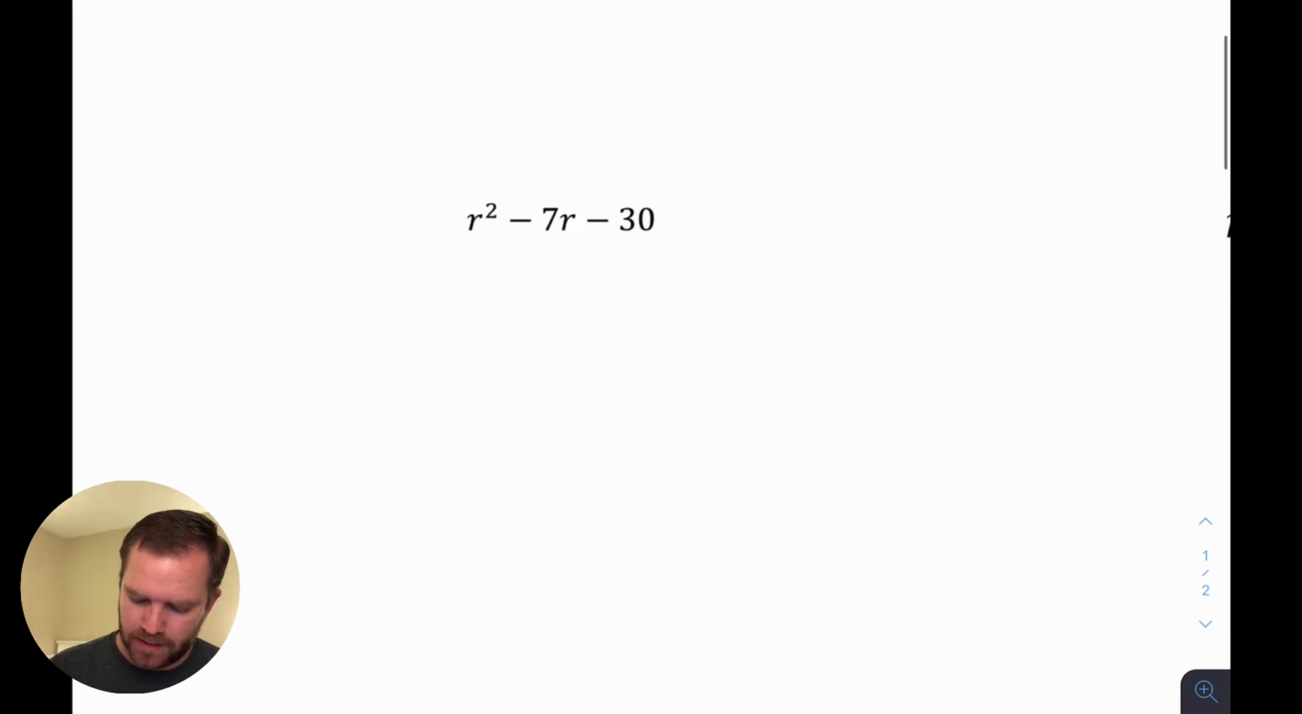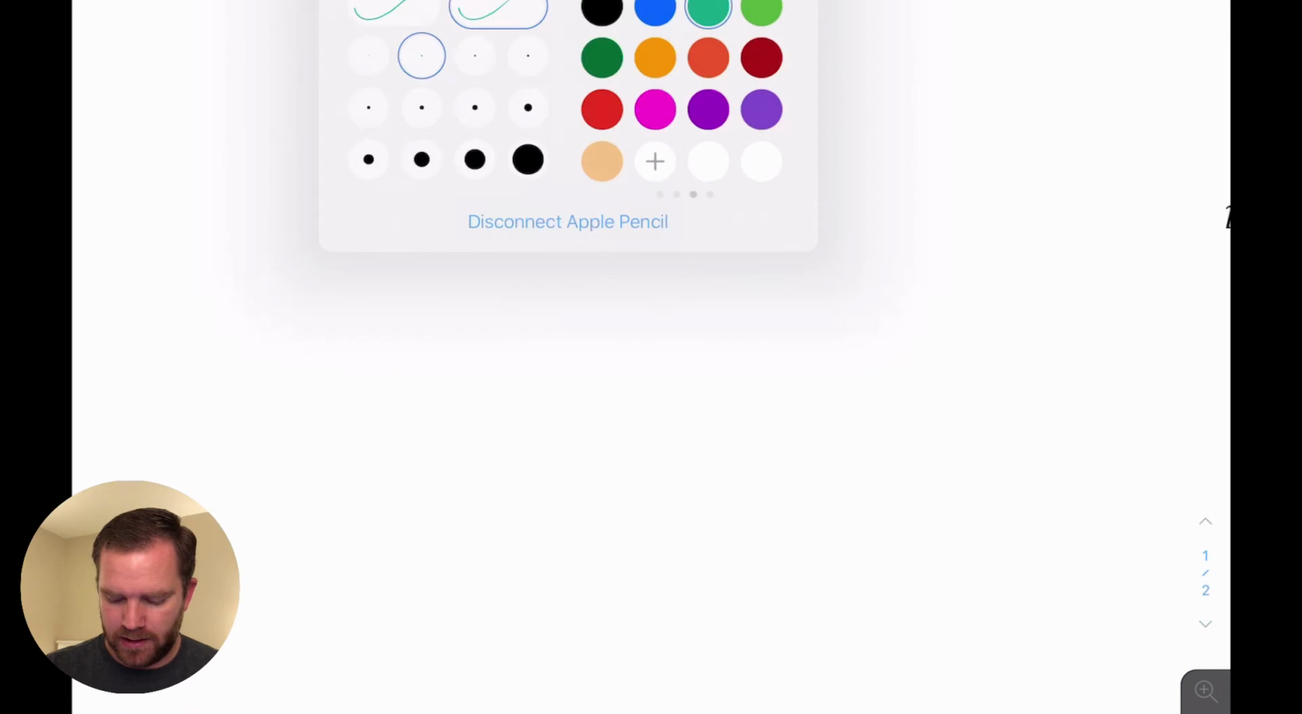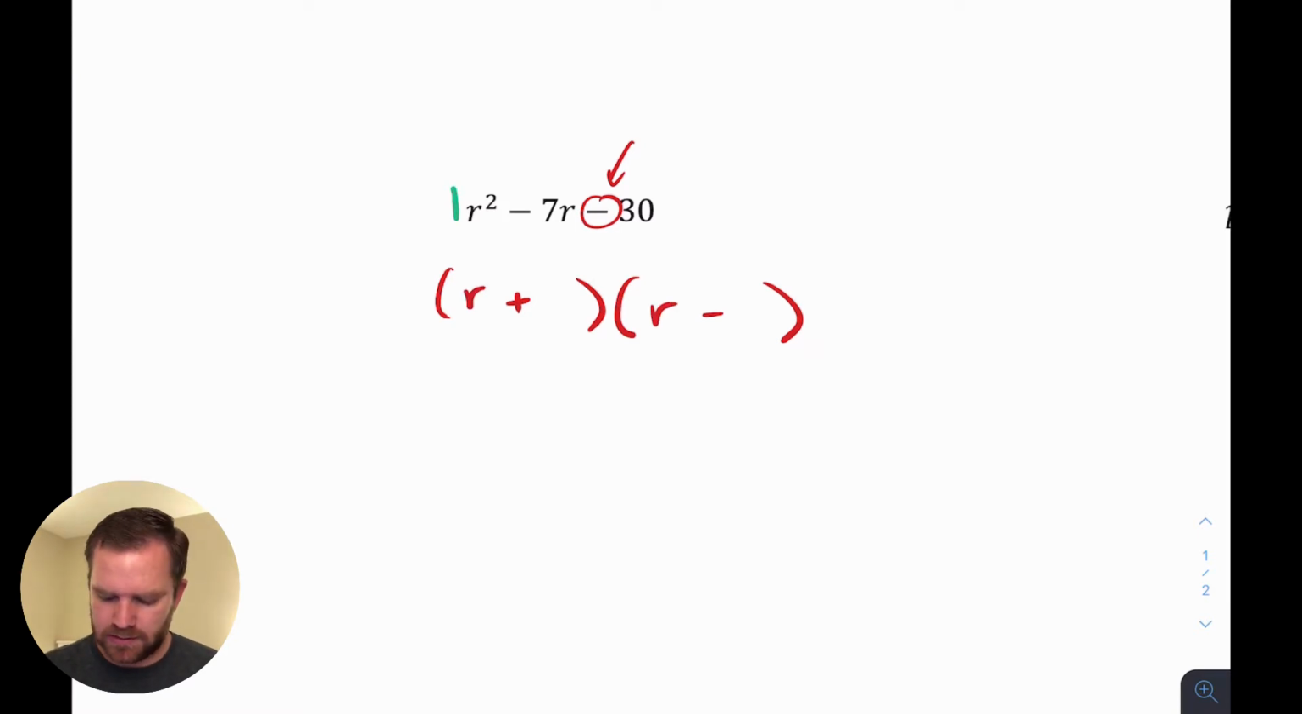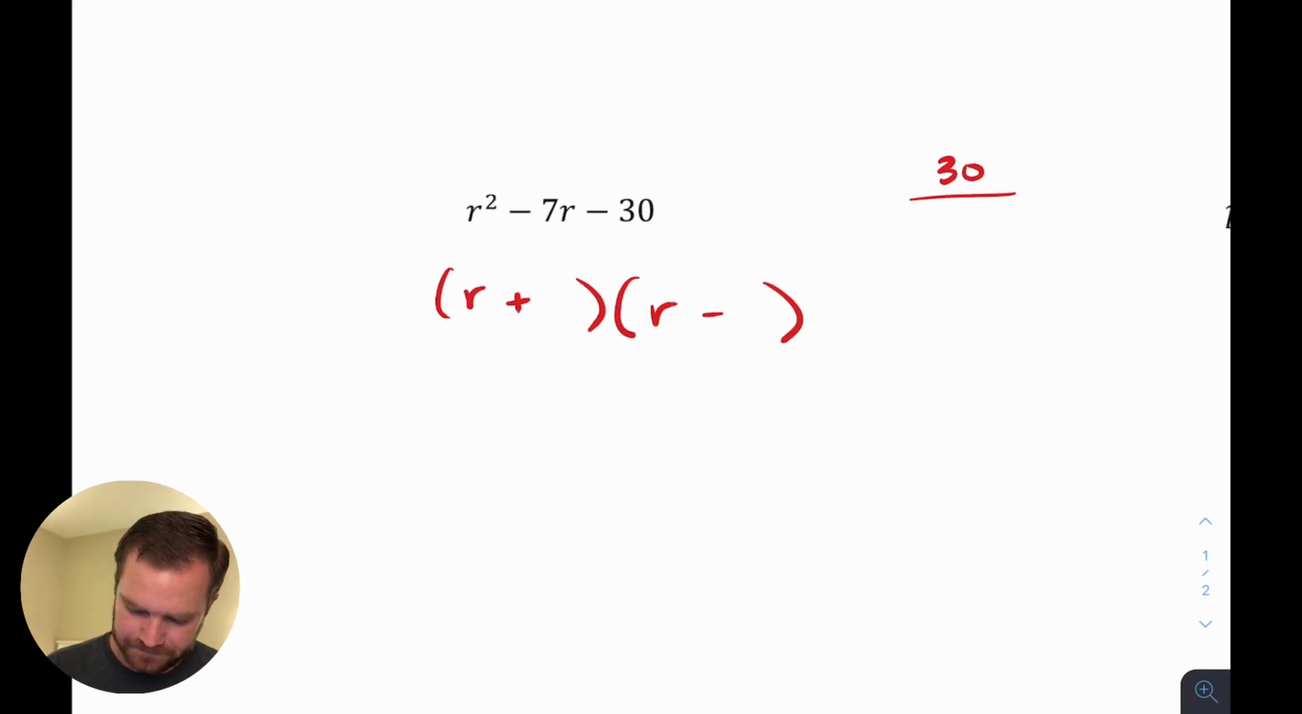Okay. Now what happens if the two signs are different? So again, we have a leading coefficient of 1. In this situation, we have a negative back sign. So if the sign in the back is negative, what that tells me is we're going to get 1 plus and 1 minus. Since the leading coefficient's 1, we can just jump straight to this. So it's going to be r and r. And so now we have to figure out factors of 30, where 1 is positive, 1 is negative, that add to -7. So what are the factors of 30?